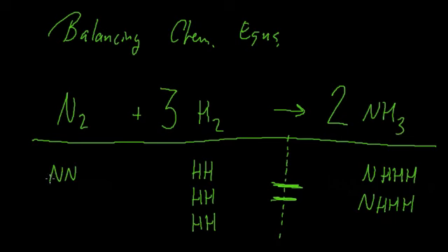Now let's verify. We have 2 N's. 1, 2 N's. That's good. 1, 2, 3, 4, 5, 6 H's. 1, 2, 3, 4, 5, 6 H's. This is a balanced chemical equation. It tells us that 1 molecule of nitrogen, N2, and 3 molecules of hydrogen, H2, will give us 2 whole molecules of ammonia, NH3. And this is how you balance chemical equations.